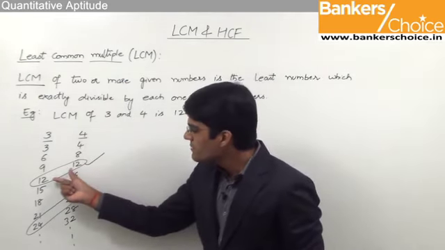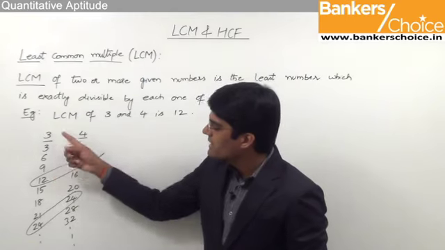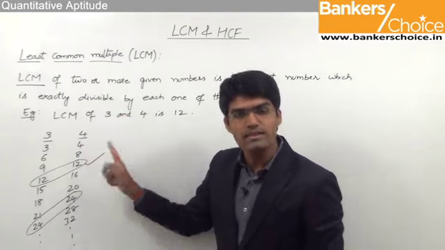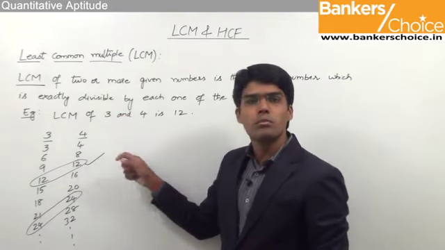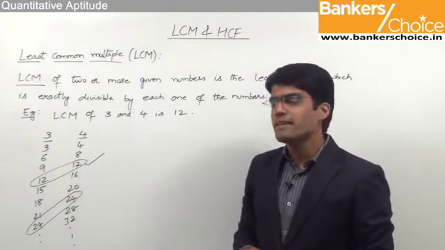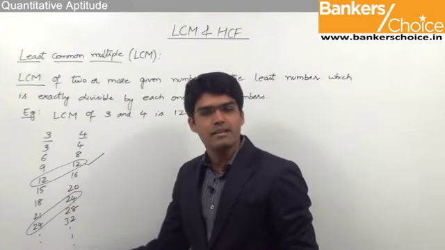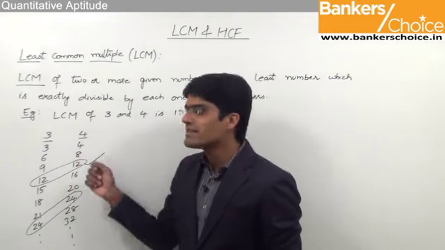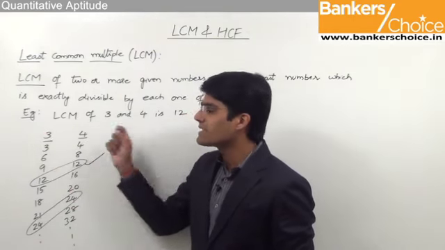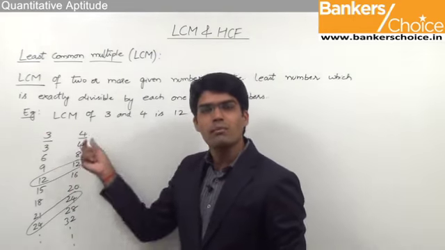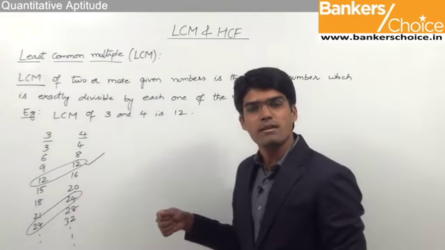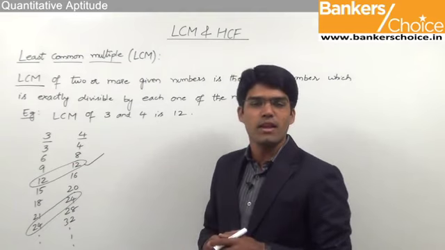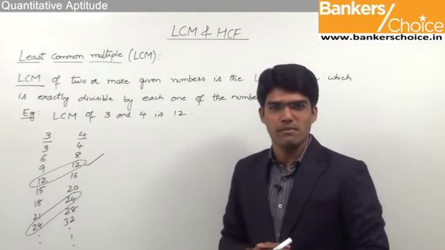So 12 here is the smallest number which is a multiple of 3 as well as a multiple of 4. That means it is the smallest number or the least number which is divisible by both 3 and 4. But friends, this cannot be taken as a standard procedure of finding out the LCM. Why? Because if the numbers are large, let's say the given numbers are 33 and 74, then writing down all the multiples and then finding out common multiples would become a very lengthy task. So let us now learn the simplest way of finding out the LCM of the given numbers.